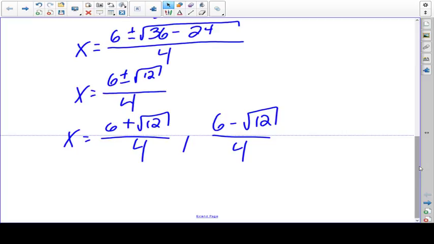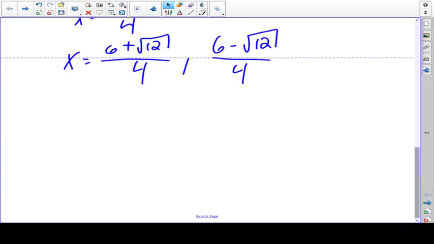Now, we can figure out what that is with any kind of calculator. If you want to use the graphing calculator, you can probably type that in all at once. You could type in bracket 6 plus the square root of 12, bracket, divided by 4, and it'll tell you exactly what the answer is. Likewise, you can also go 6 minus the square root of 12 all over 4 using brackets, and we can do that all in one step. Most scientific calculators will also allow us to do that all in one step, but we must use brackets to do it properly.